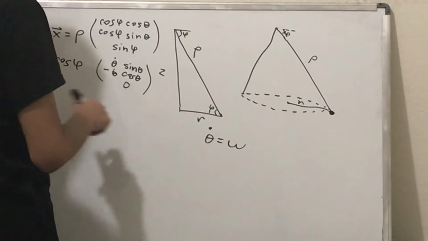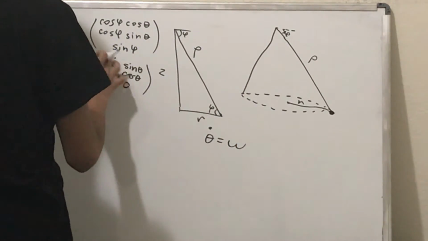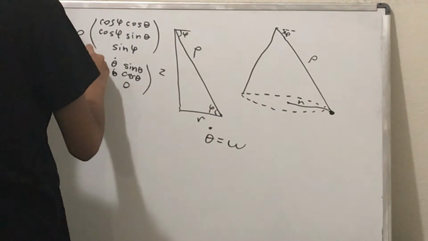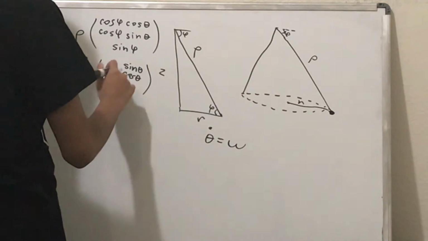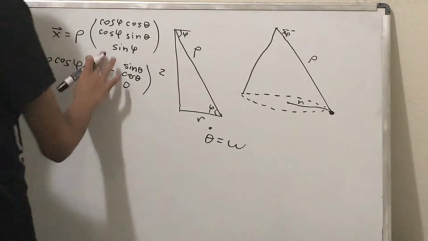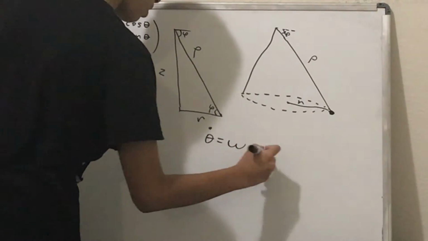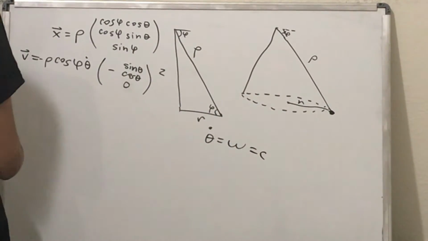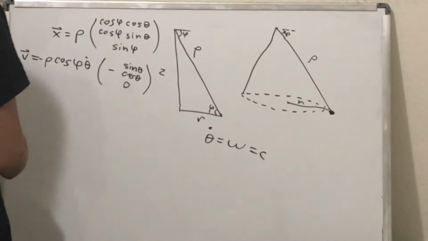So we'll just call that W, and we'll move that out. Okay, this is cool. So now we are left with this. So now we're going to go ahead and differentiate once again to find the acceleration vector.